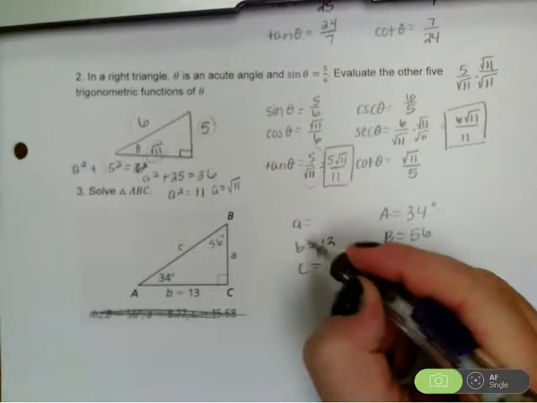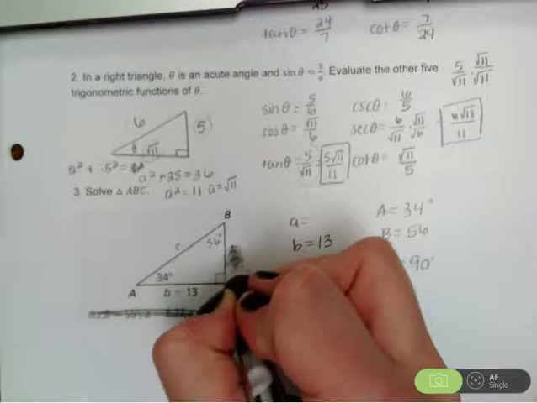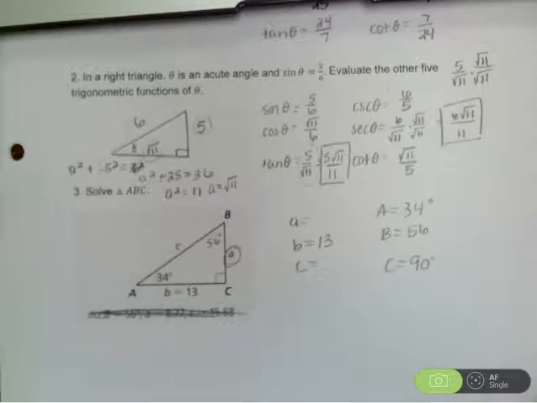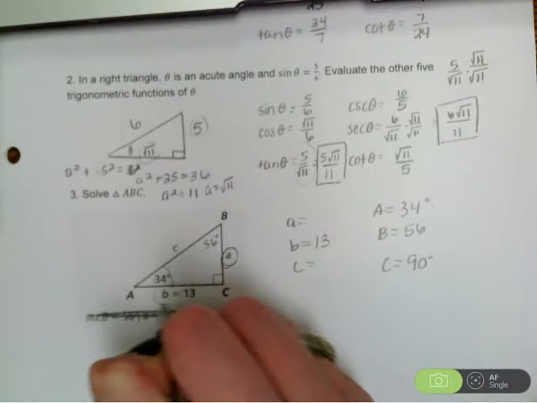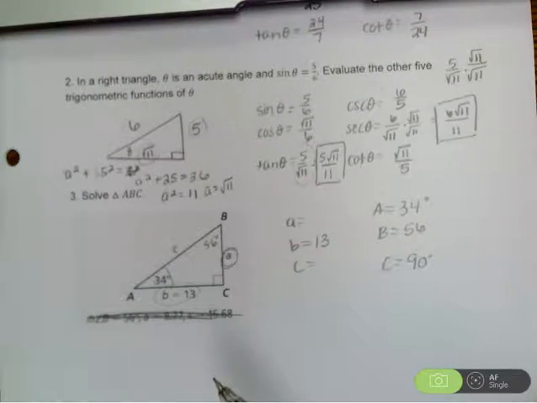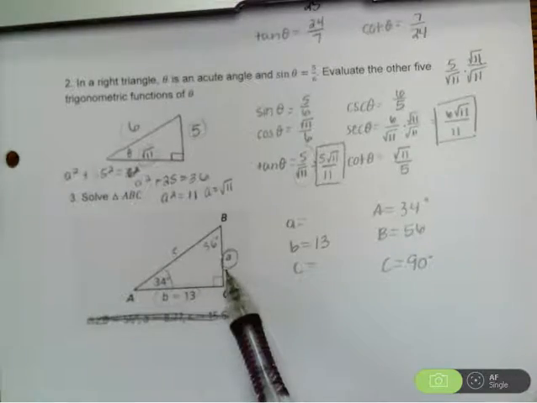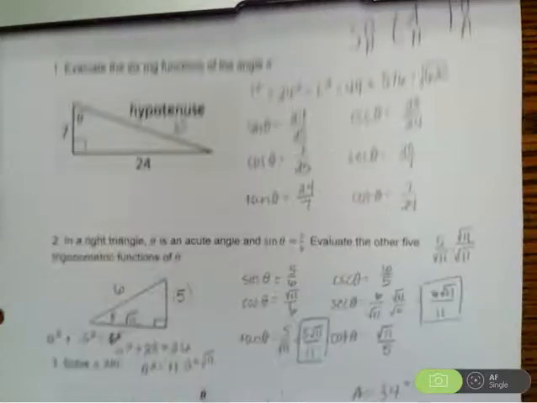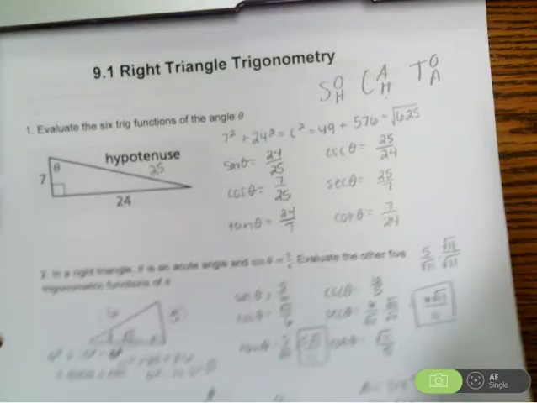Now we just need to find side A and side C. Let's go for side A first. I always pick the 2 things that they gave me. They gave me the 34 degrees and the 13, and I have to figure out how I could find the opposite if I'm given the adjacent. Those 2 things fit nicely with the tangent.